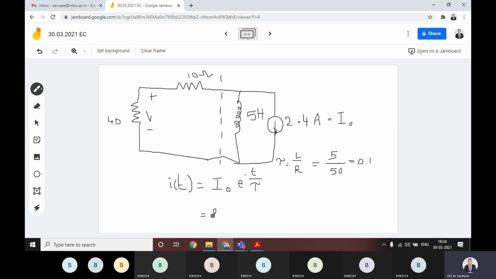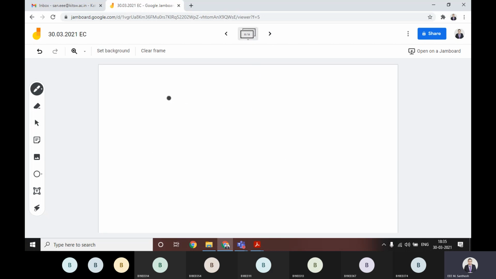Then in the options they will give you this way: 2.4 into e power minus t by 0.1. This is the expression for current. Then can anyone tell us what is the value of VL of t? I hope you understood this. If you don't understand this expression, there is a simple charging current expression that we can derive. Okay. If anyone having any trouble with that expression, you tell me.